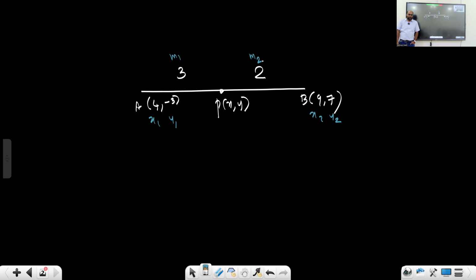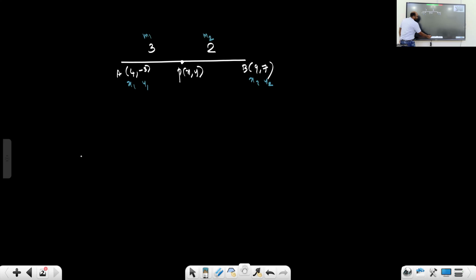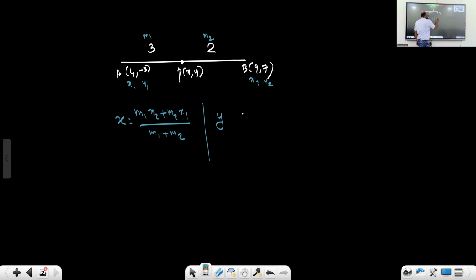Ready? Now, the formula. What is x equal to? Tell me the formula. Think of 1, 2 and 2, 1, and you can remember it easily. x equals m1 x2 plus m2 x1 by m1 plus m2. Those who are confident can carry on, no need to wait, it is a basic question. y equals m1 y2 plus m2 y1 by m1 plus m2. Everything is in front of you. Just substitute: addition, multiplication, subtraction. The calculation you people have to do.